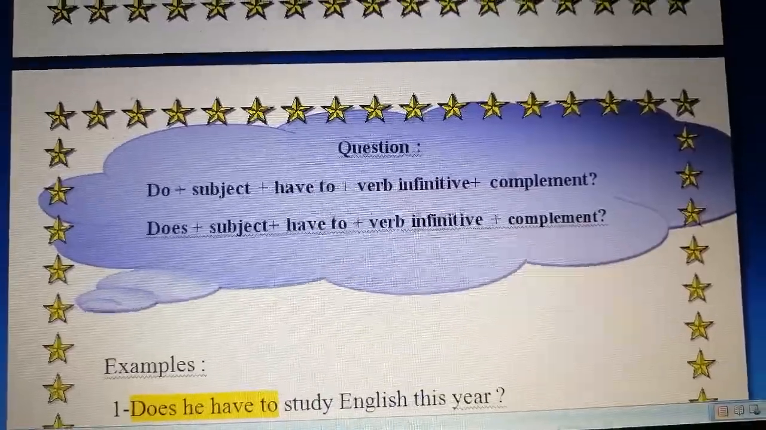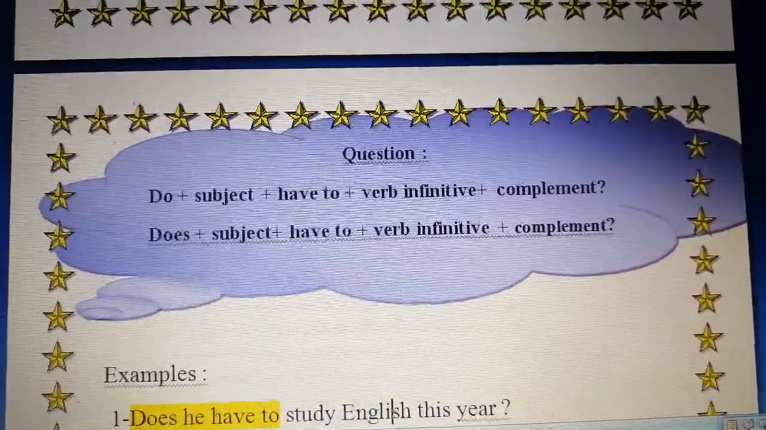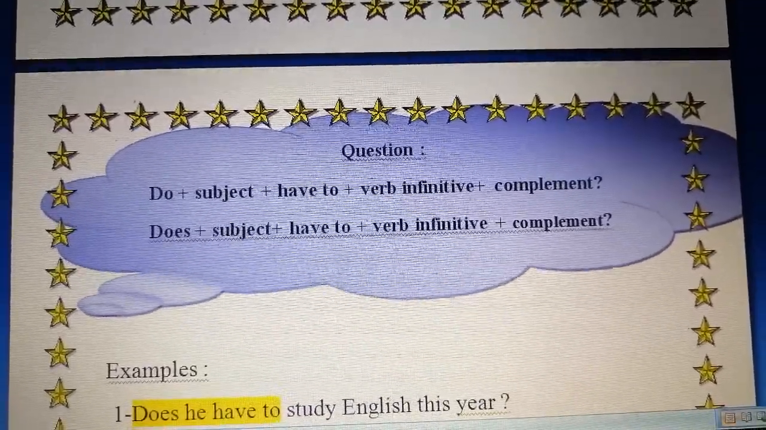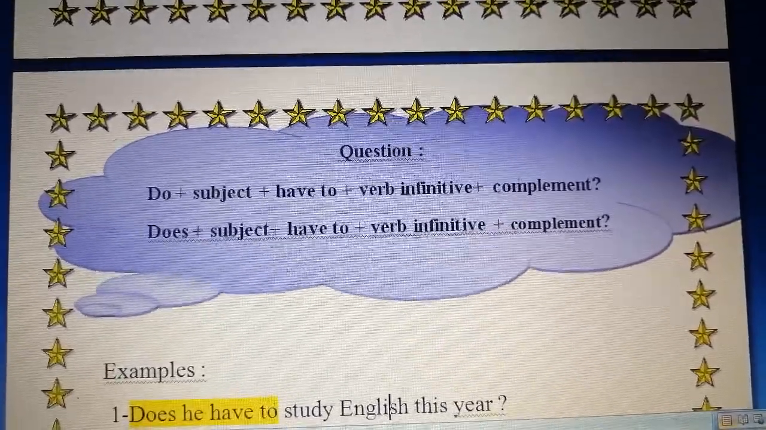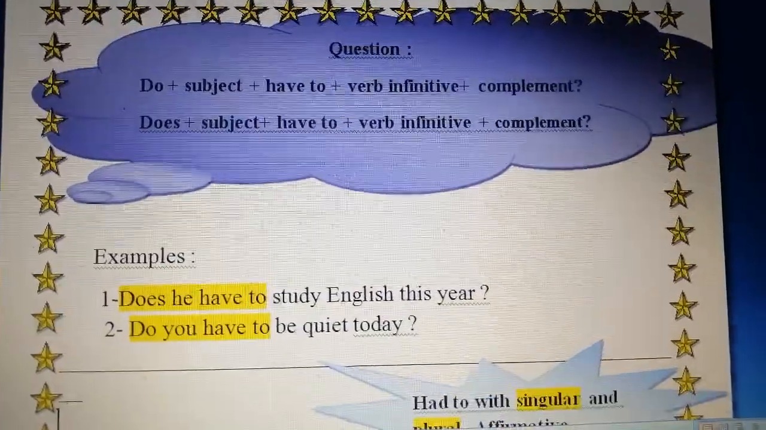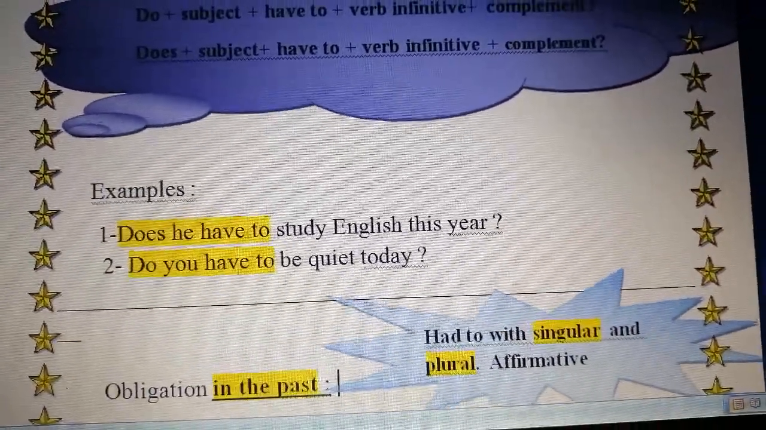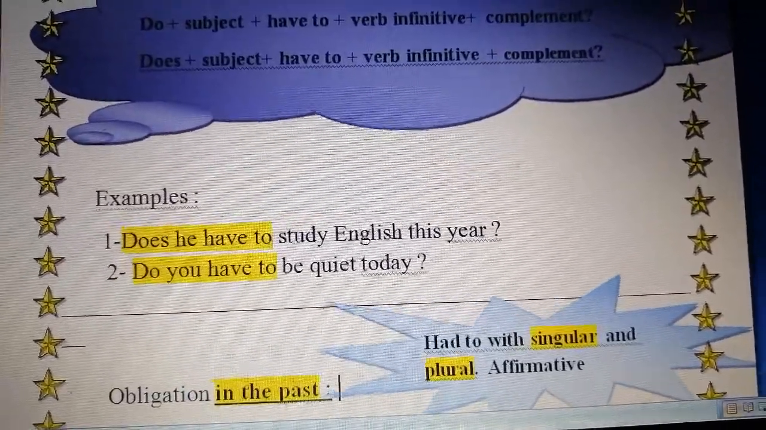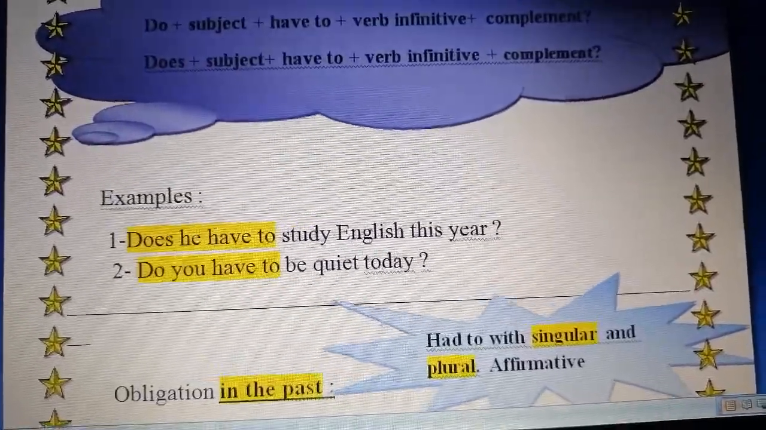Okay, let's see now how can we form the question for the present. We use does and do. Does for the singular or do for the plural, and we put them at the beginning before the subject. Do, does, subject plus have to plus the verb infinitive plus the complement of the question. Let's see some examples. Does he have to study English this year? Okay, what can we put here to make a question? We put does and do at the beginning. حطيناهم في الأول عشان بدنا نعمل question.